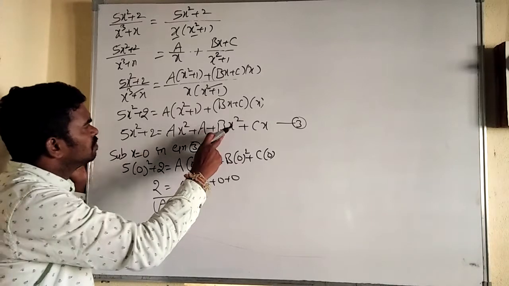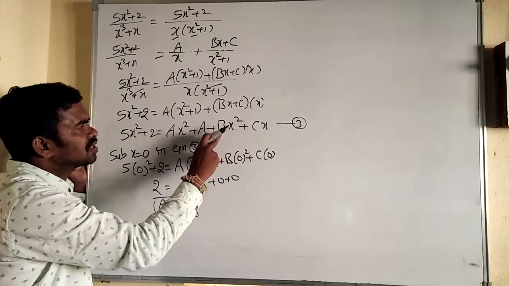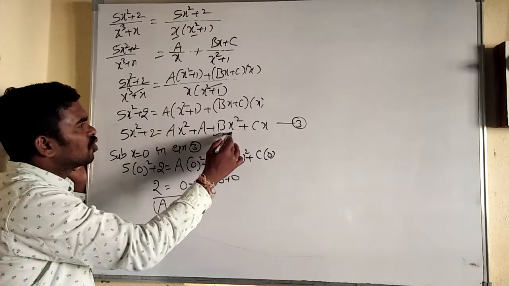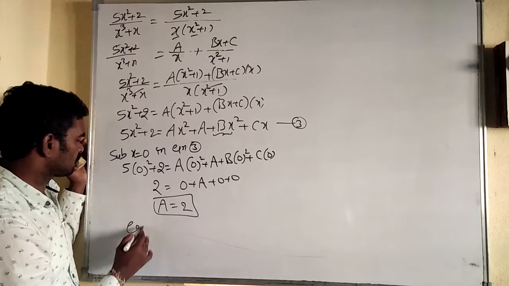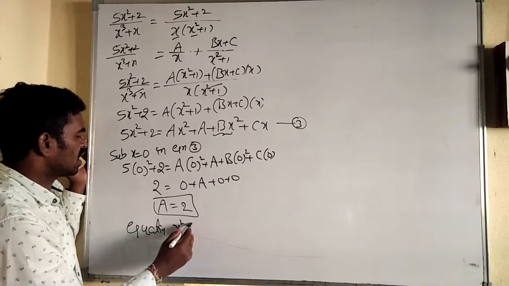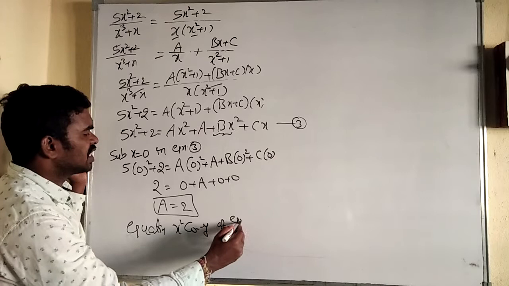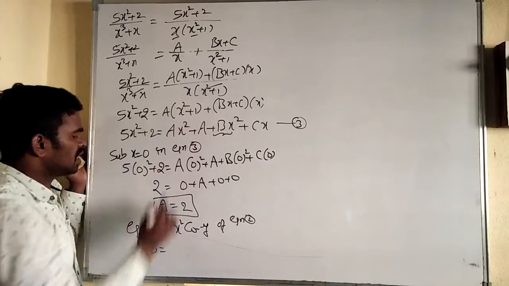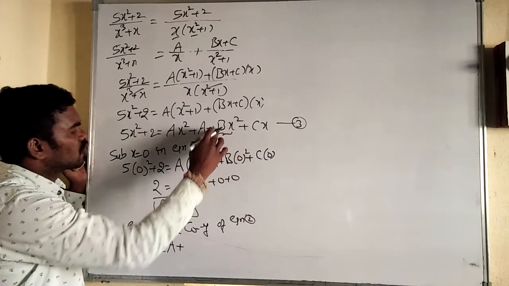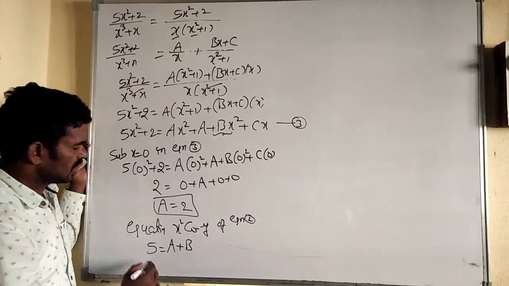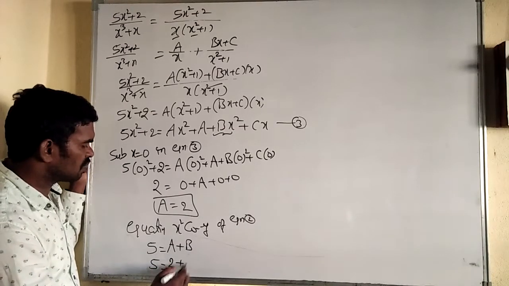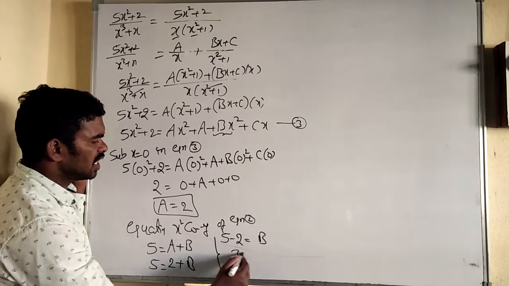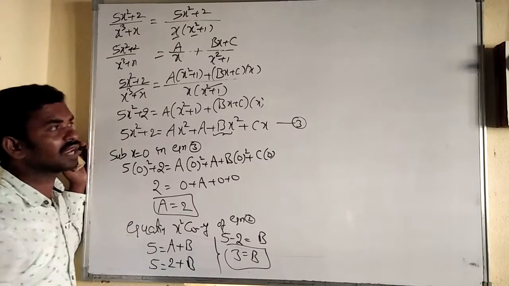To get the b value: here the x square coefficient is a, and here the x square coefficient is b. So equating the x square coefficients of equation 2, what is the x square coefficient? 5. So 5 equal to a plus b. Then 5 equal to 2 plus b, since the a value is 2. Bringing 2 to the left side, 5 minus 2 equal to b. So 3 equal to b. So the b value is 3.